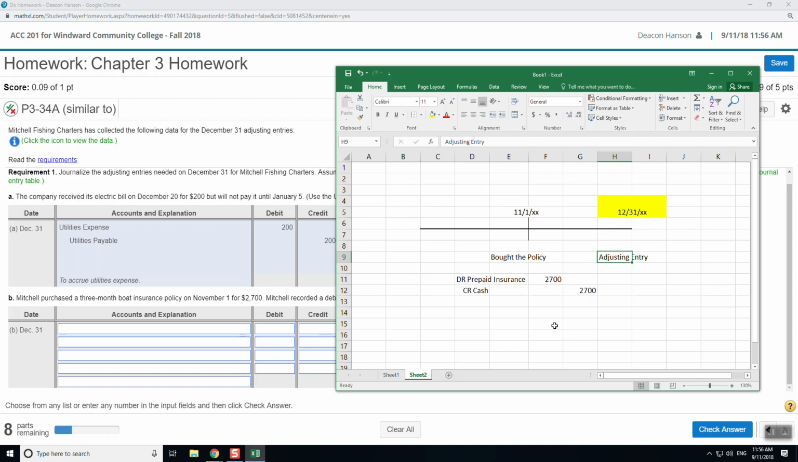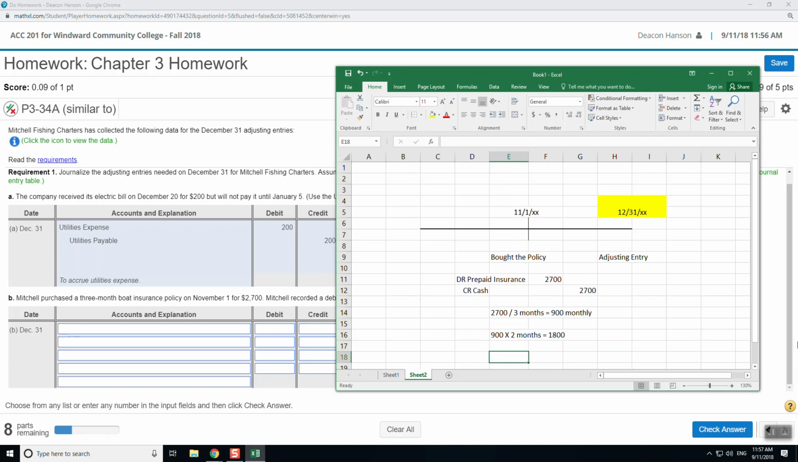Yeah, you could do that. Or you could think, well, this is a 3-month policy. It's not an annual policy, right? So you could take $2,700 divided by 3 months. That'll give you 900, which is the monthly amount. Right. Because you need to adjust each month. And then you come down, 900 times 2 months, right?